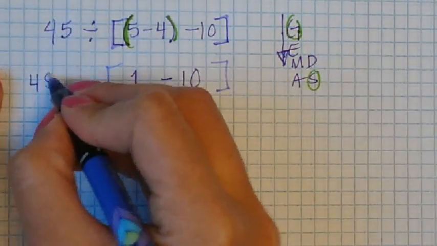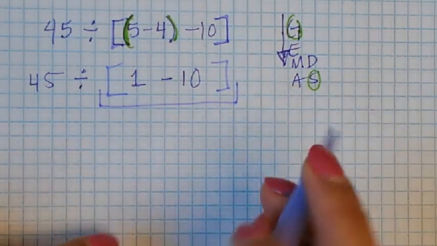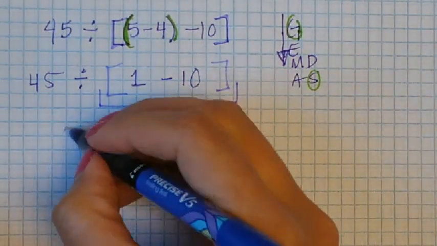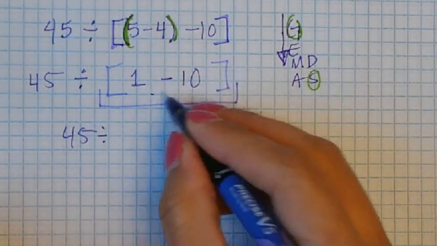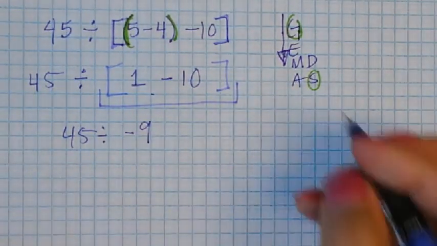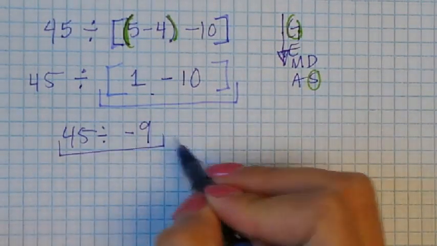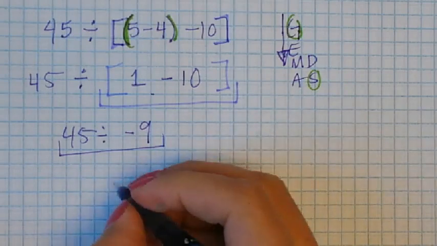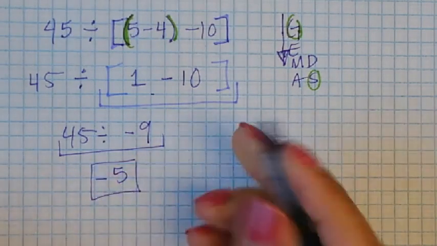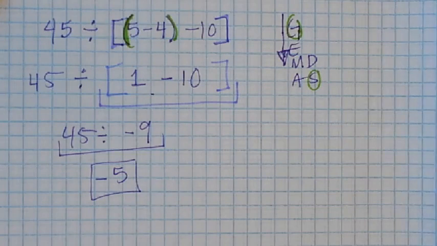This is still there. I still have to undo this grouping right here, and bring everything else down. 1 minus 10 is going to be negative 9. And then finally, I'll do the division. 45 divided by negative 9 will be negative 5. So that's just a little bit of practice in order of operations, which is the first thing that we did here at the beginning of the year.